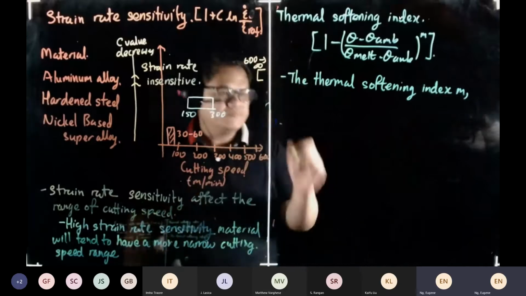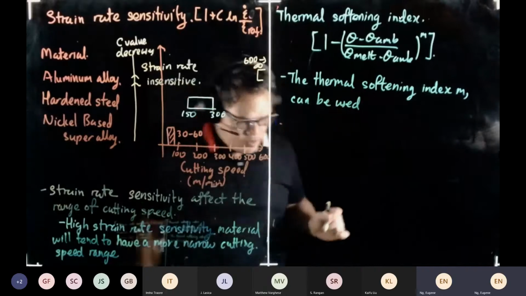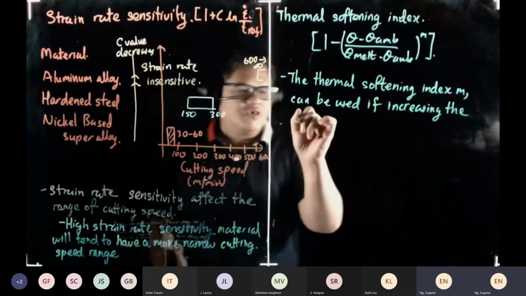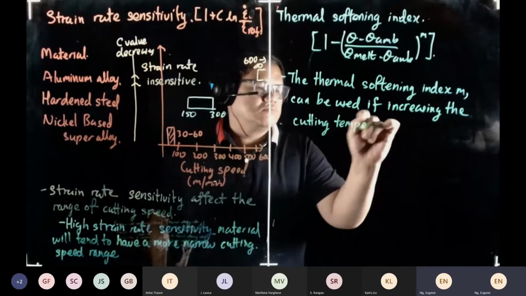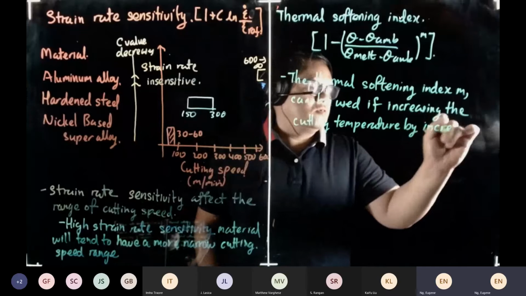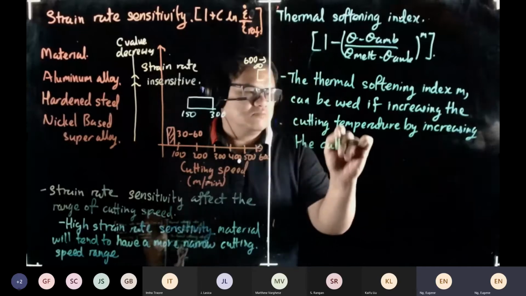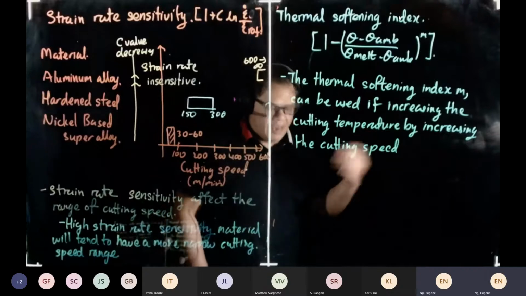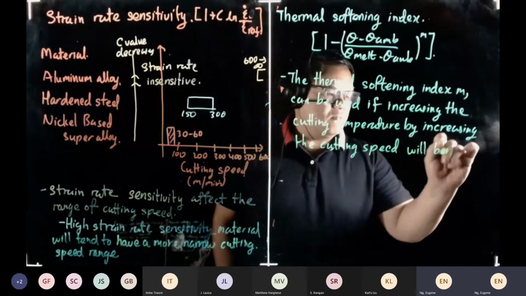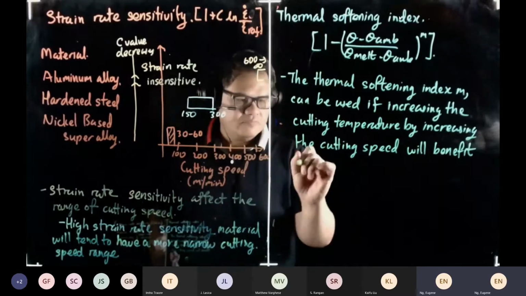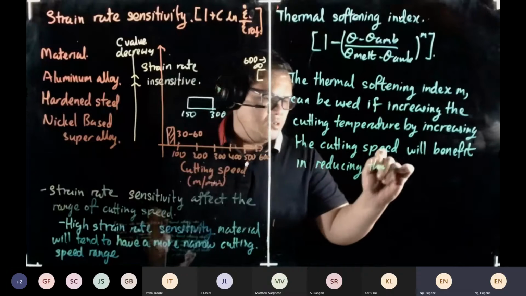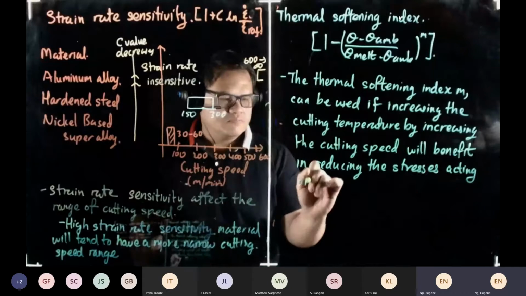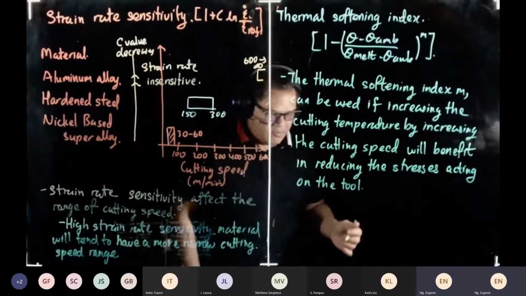So the thermal softening index m can be used if increasing the cutting temperature by increasing the cutting speed. So when you cut at higher speed, the temperature will be higher, and the temperature in general will benefit in reducing the stresses acting on the tool and workpiece.